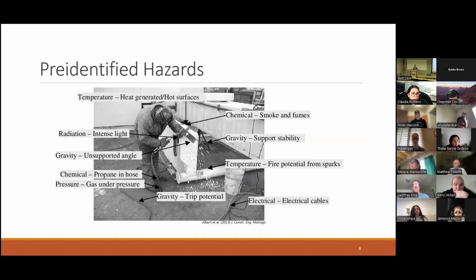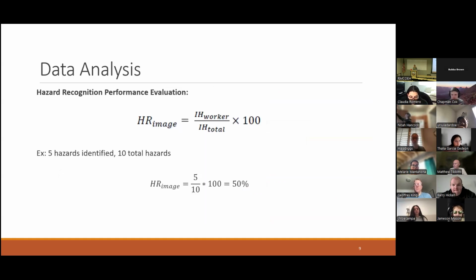So the first thing when I saw this image, I was like, wow, that's a lot of hazards to identify in 60 seconds, especially with the quality of the image. And then the performance of each participant for each case image was determined by this equation, with HR image being the percent of hazards recognized compared to the total number of hazards that were identified by the experts. So just as a simple example on the bottom, if the participant identified 5 hazards in the case image, but there were actually 10 that the 17 experts saw, then they would have a 50%.